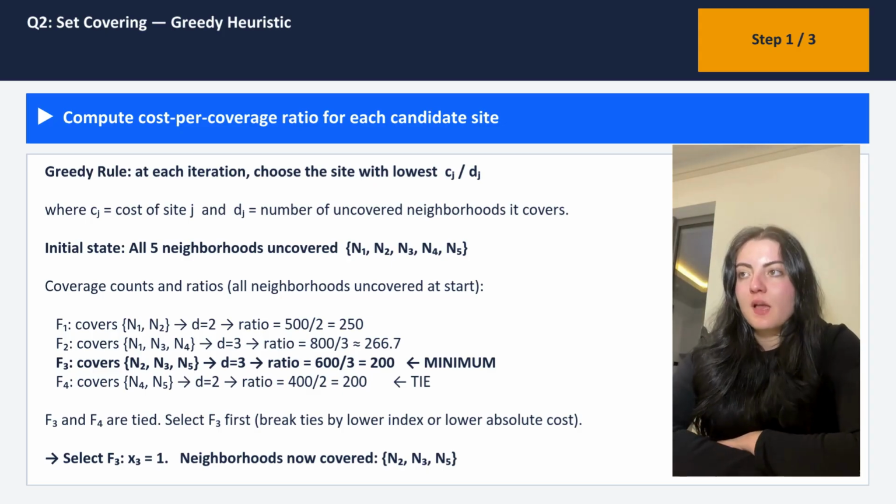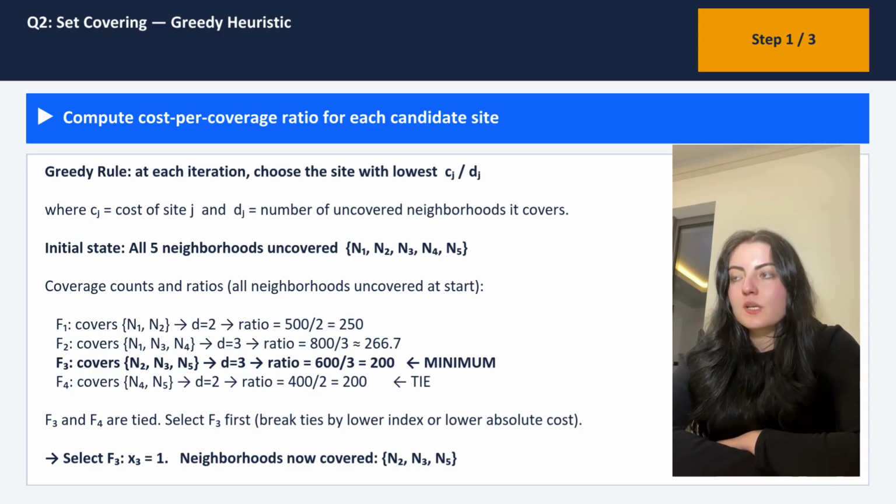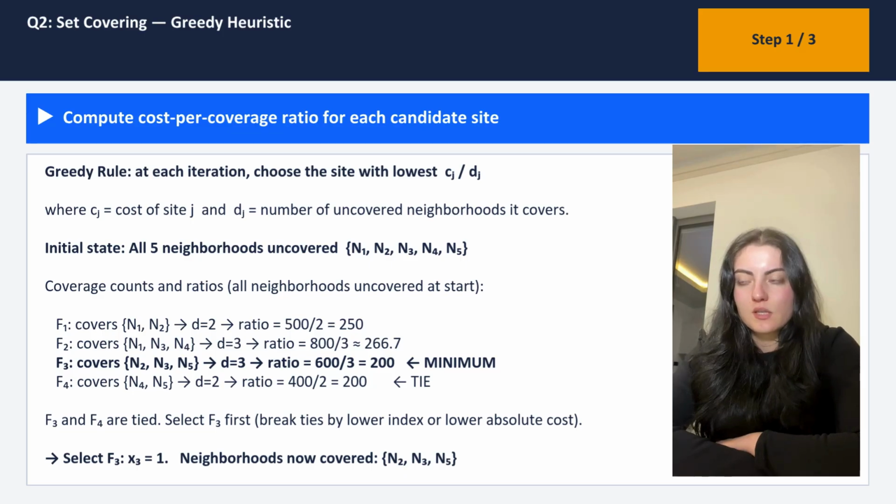In this part, we have to calculate the coverage contribution of each candidate site from scratch. For each site, we divide its cost by the number of neighborhoods it covers. This gives the cost per coverage ratio. The lower this ratio is, the more attractive the site is in the greedy heuristic.